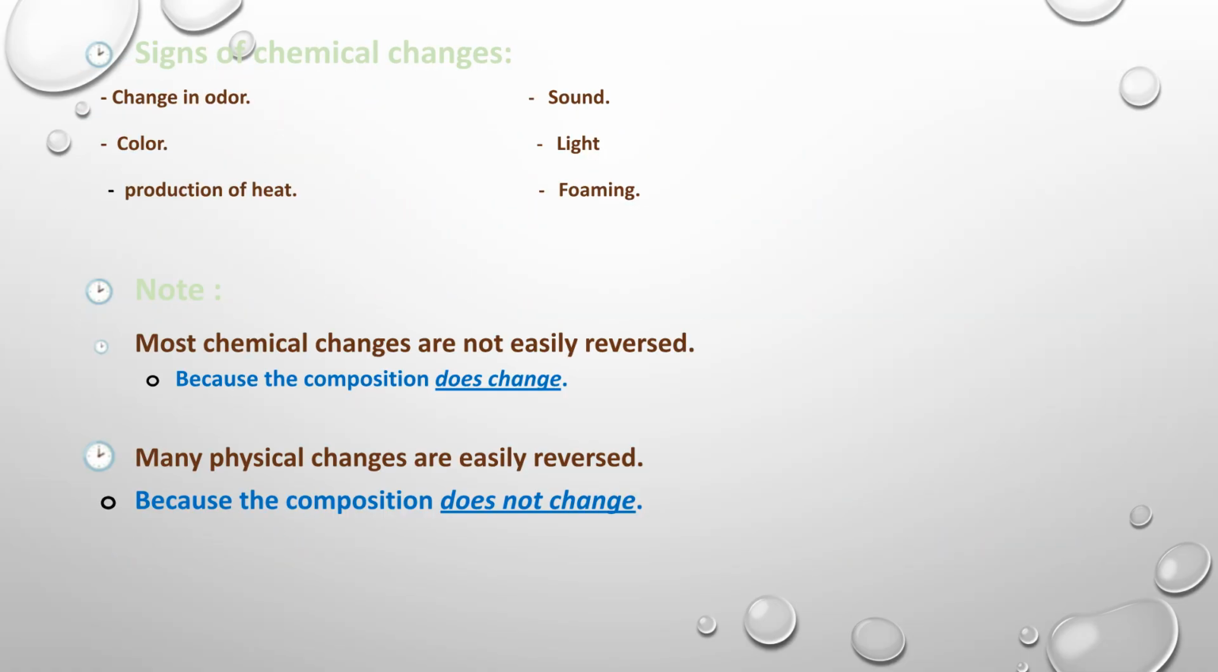Signs of chemical changes include changes in odor, color, sound, light, heat production, or foaming. Most chemical changes are not easily reversed due to altered composition, unlike many physical changes which are readily reversible.